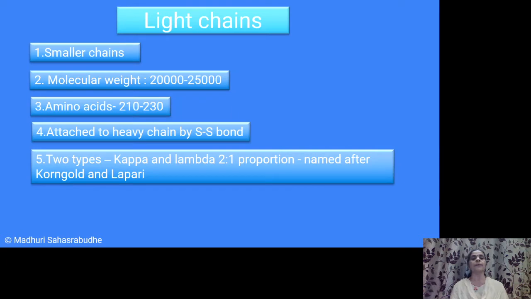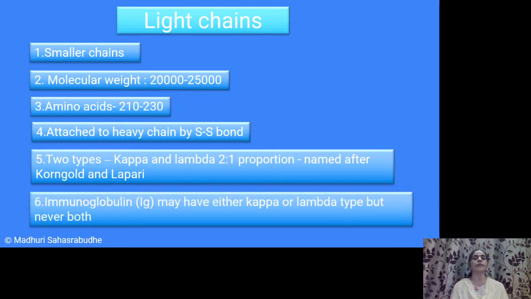There are two types of light chains, kappa chains and lambda chains. And these kappa and lambda chains are found in 2:1 proportion. Why are they called kappa type and lambda type? Because they are named after the scientists Korngold and Lapari, and therefore they are called kappa type and lambda type.